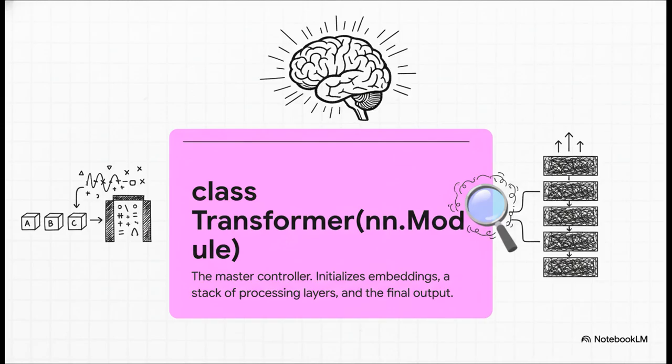It creates the token embeddings, which is really just a fancy way of saying it turns the words you type into a language of numbers the computer can actually understand. And, crucially, it builds the stack of processing layers where all the real thinking is going to happen.